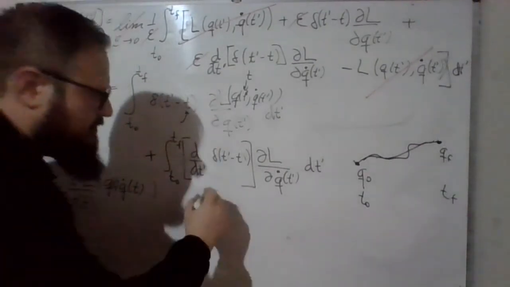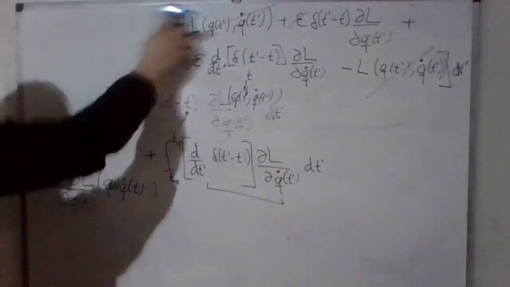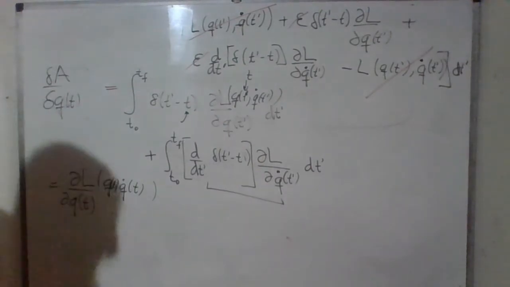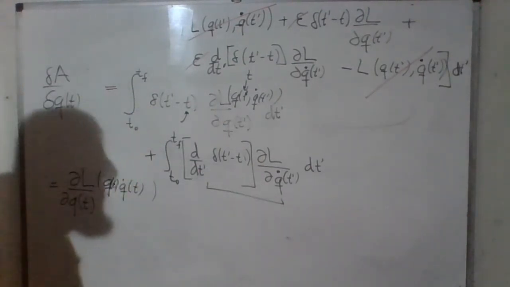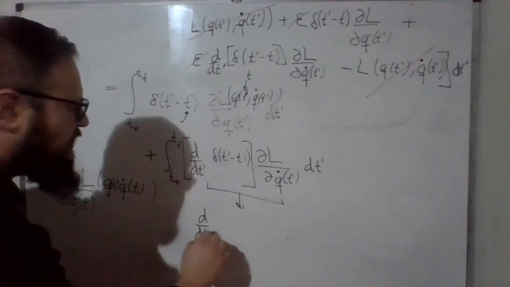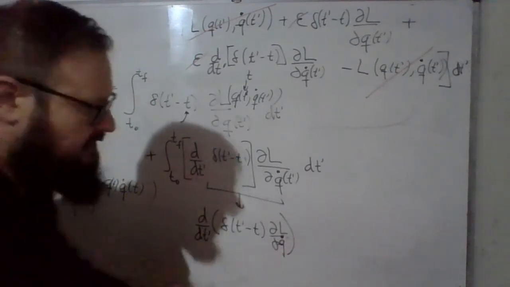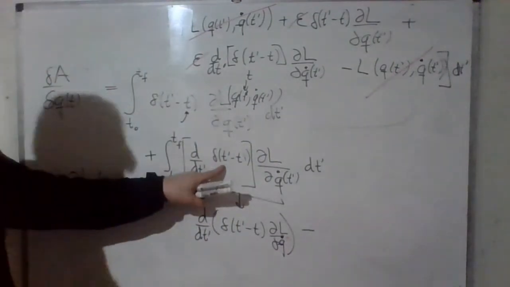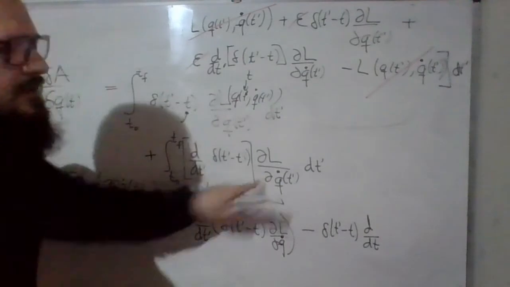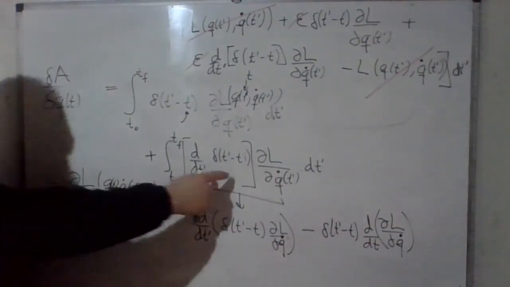But this second integral has a product here, and I can use a little trick as a matter of fact. So this is dL dq evaluated at time t. I can use a trick and integrate it by parts. So this factor here, I can rewrite it as a derivative with respect to t prime of a product. Okay, so the product of these two factors minus this delta function and the time derivative of the second one. Okay, so this is what we have for this factor here.